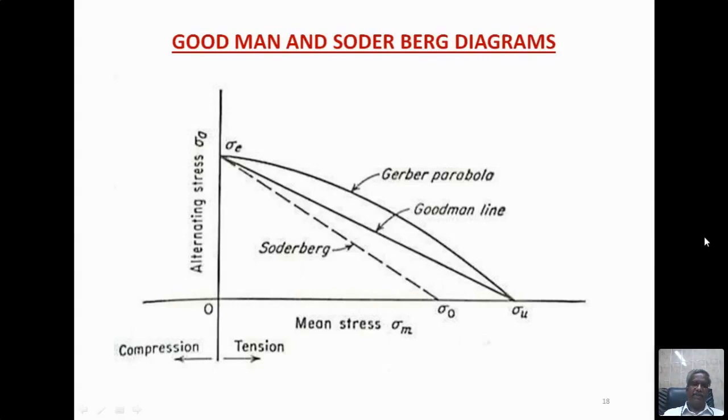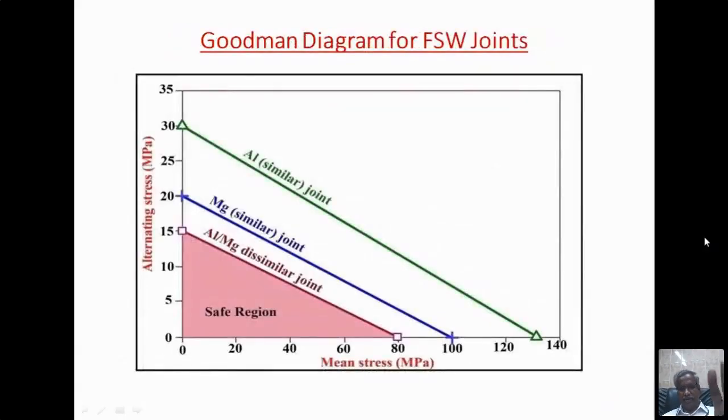If the stress acting on the component is well above the Soderberg line, then the component is unsafe. So to find out whether your component is in safe mode or unsafe mode, these diagrams can be used. This is one work we did for the friction stir welded joint.